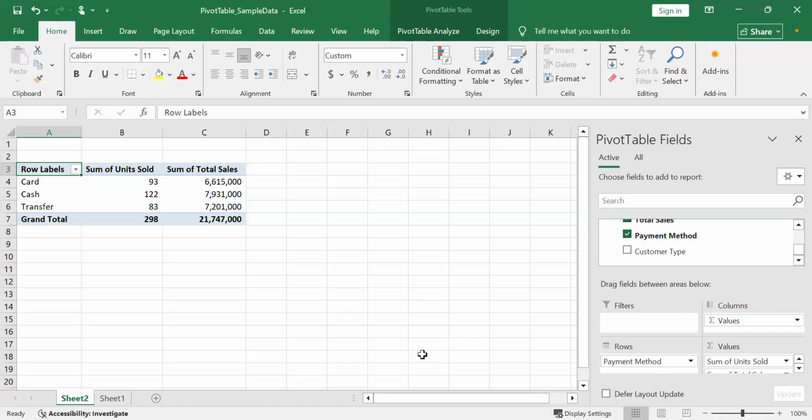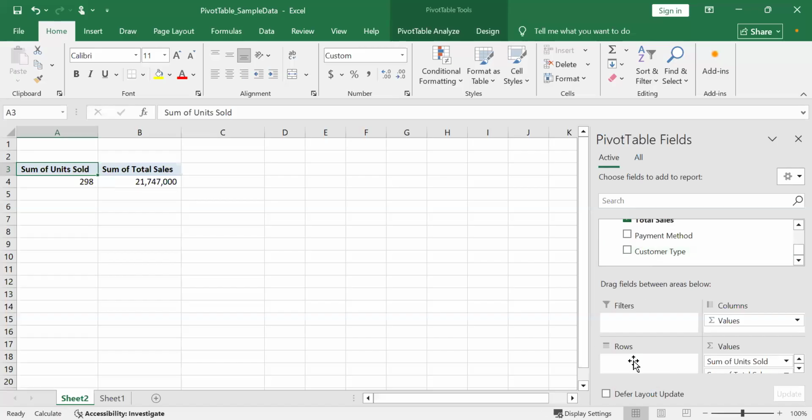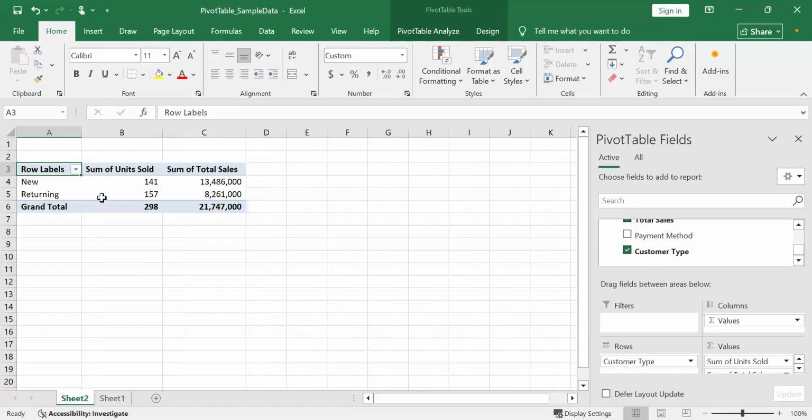So as we're saying, we're still looking at the bird's-eye view. Let's remove payment method and move on to customer type. So we have new customers bringing in 13,486,000, and we have our returning customers at 8,261,000. Any insights on this? Customer type.